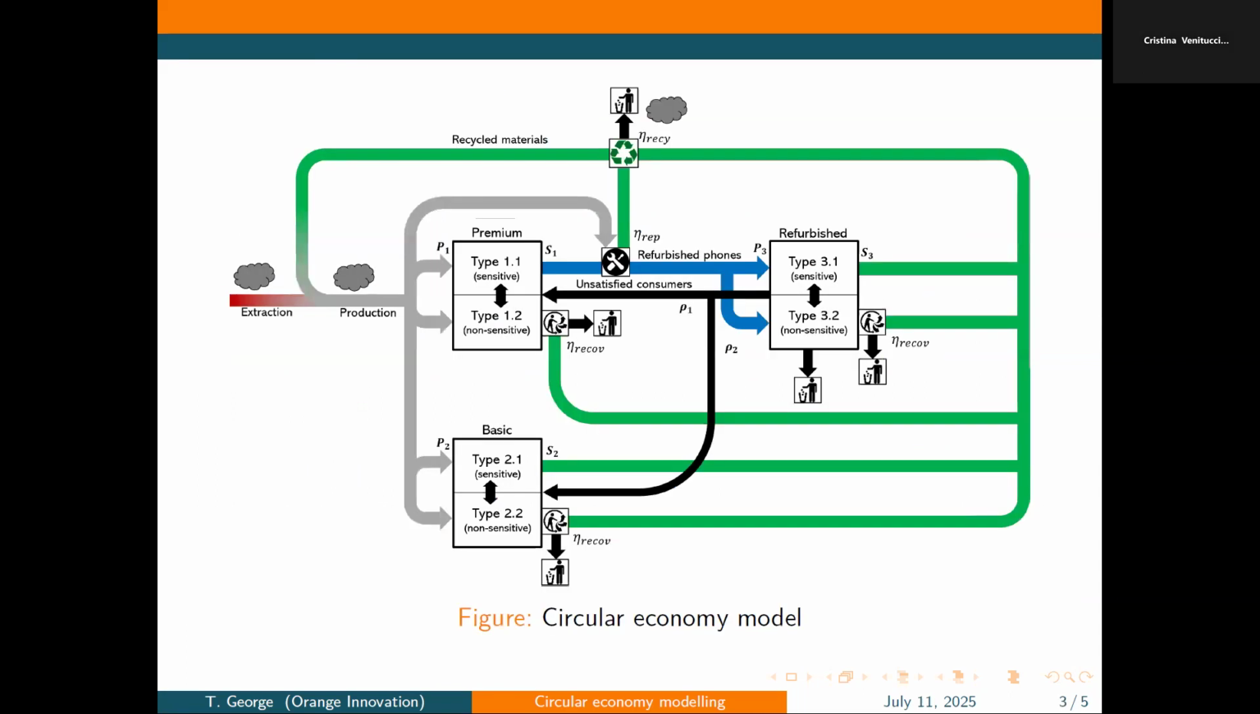So this is the model we introduced: 2 types of smartphones, basic and premium. The premium phones can be refurbished, and the basic ones are cheaper but cannot be refurbished. And one of the main aspects of the model is that if refurbished customers can't buy a smartphone because there are not enough refurbished products on the market, they buy a basic phone instead. And so we wanted to see the evolution of pollution and other environmental indicators with buyback prices.